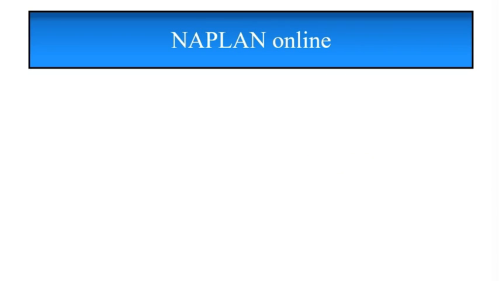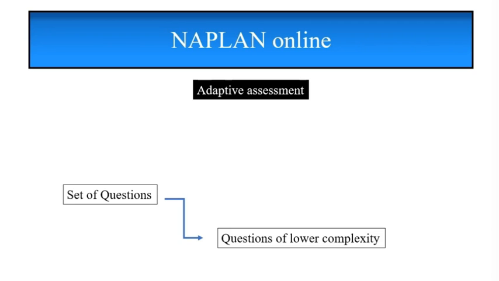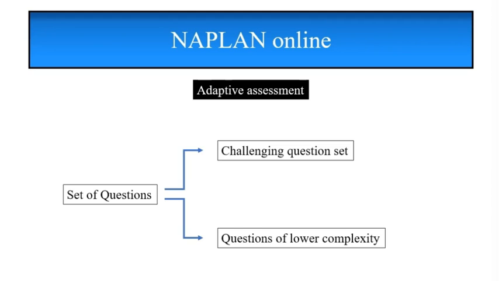The online assessment is made adaptive for more personalized assessment. Adaptive testing means students will be presented with a set of questions based on the correctness of previous responses. If the student is consistently struggling to answer questions correctly, system will present a set of questions of lower complexity. On the other hand, if a student is consistently answering questions correctly, a more challenging set of questions will be presented.